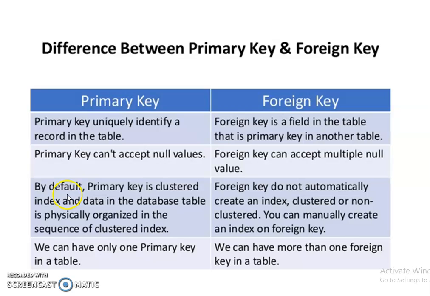In primary key, by default, it is a clustered index and data in the database table is physically organized in the sequence of the clustered index, and foreign key does not automatically create an index, clustered or non-clustered. You can manually create an index for the foreign key. Okay, and we can have only one primary key in a table. Always remember, we can have only one primary key in a table, and we can have more than one foreign key in a table.